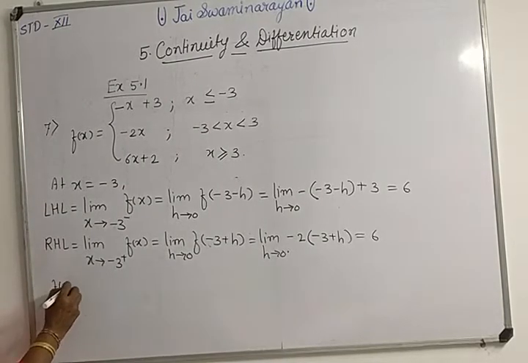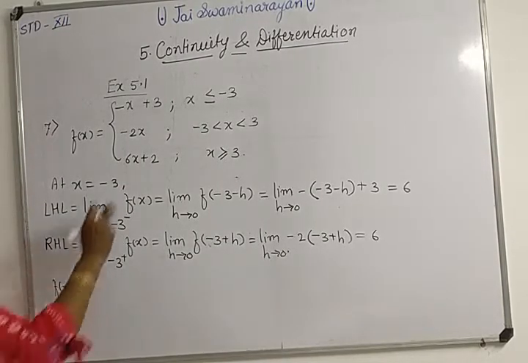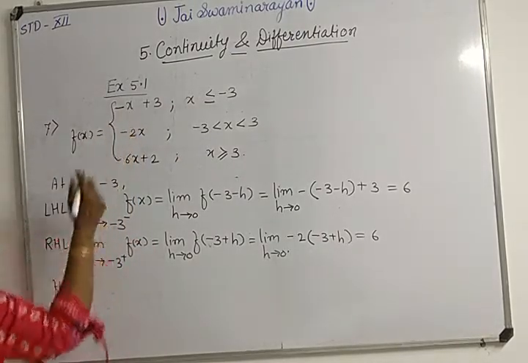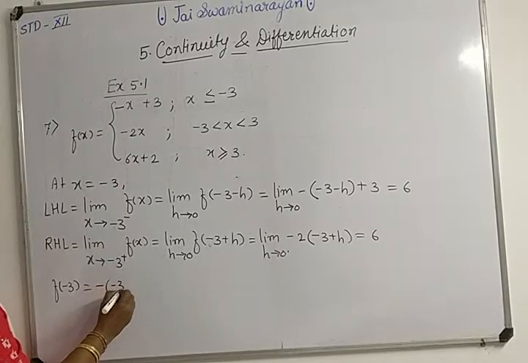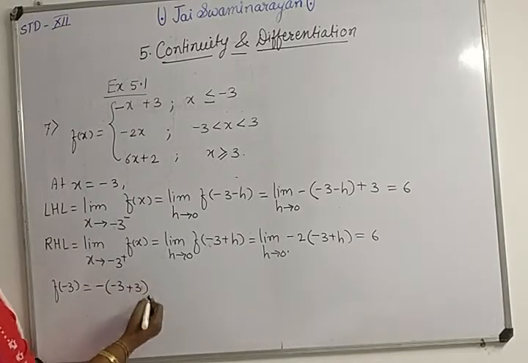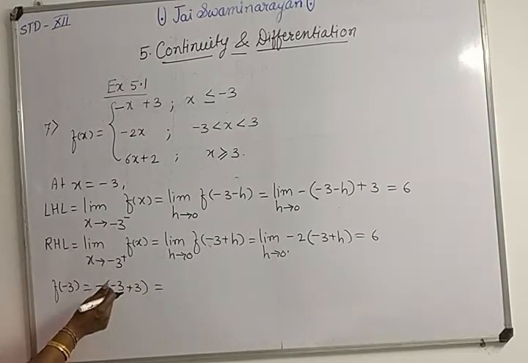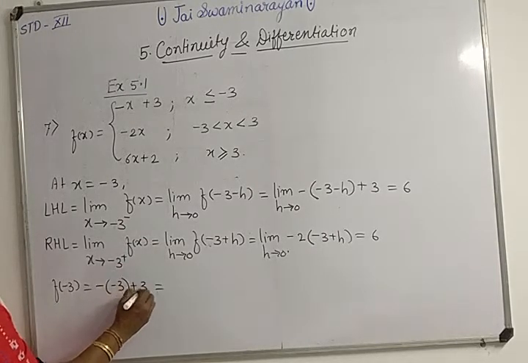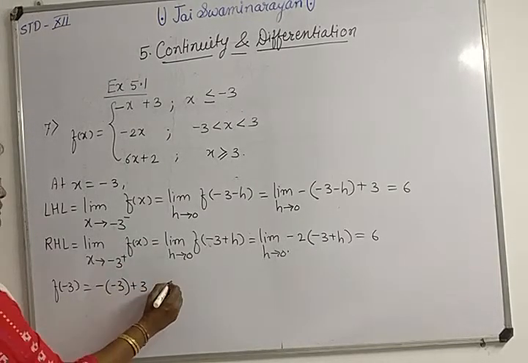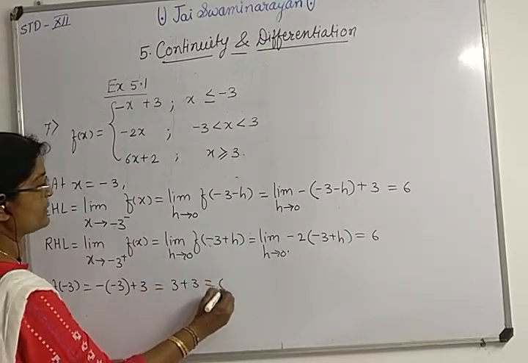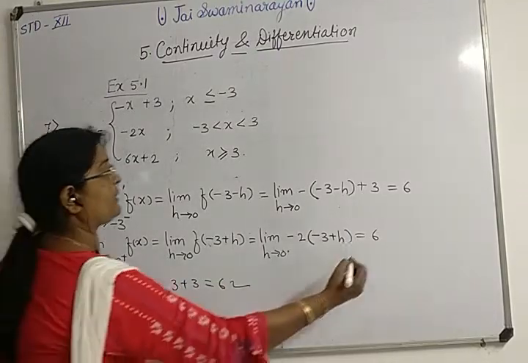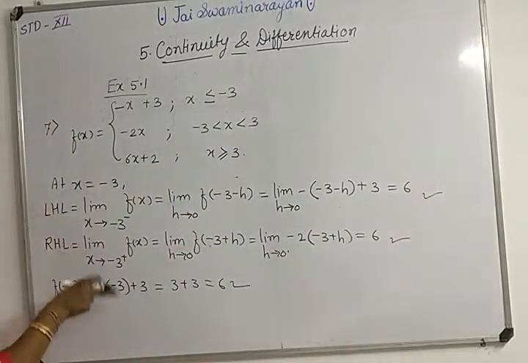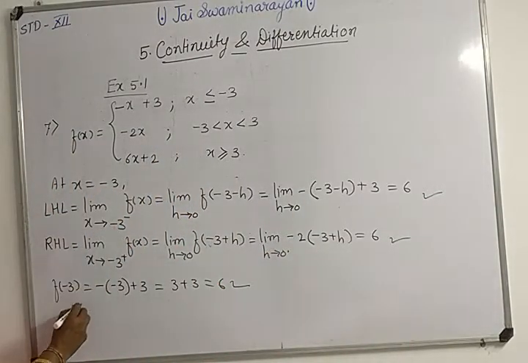f of -3 equal to -3, for that our function is this, so here we will put the value of x as -3. Minus of -3 plus 3, and this is equal to -3 plus 3. Negative into negative is positive, it is 3 plus 3 and it is equal to 6. So all these three values are equal, and therefore the given function is continuous at x equal to -3.